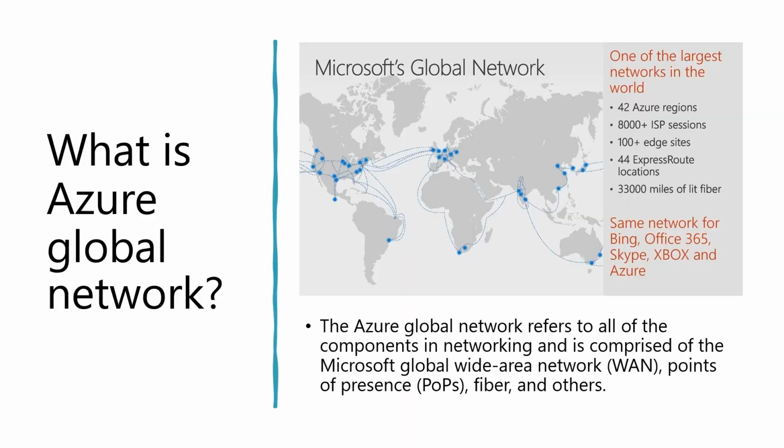What is Azure Global Network? Azure Global Network refers to all of the components in networking, and it comprises the Microsoft Global Wide Area Network, that is WAN, and points of presence, fiber, and others.